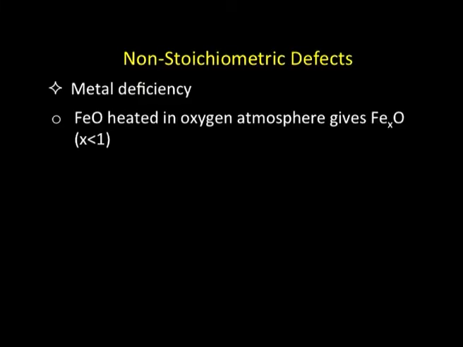Now let us move on to another kind of non-stoichiometric defect, called the metal deficiency defect. In the previous case we got metal excess. Now the typical example is that of ferrous oxide. Ferrous oxide, when heated in an oxygen atmosphere, gives the composition FexO, where x is less than 1. That means there is less iron as against the oxide ions.